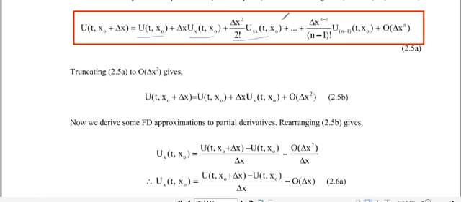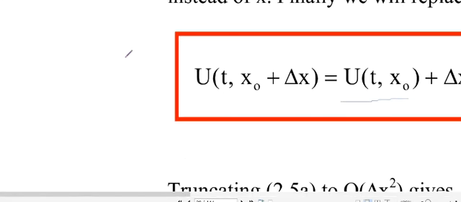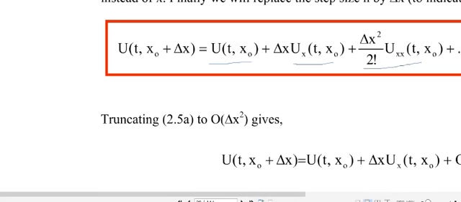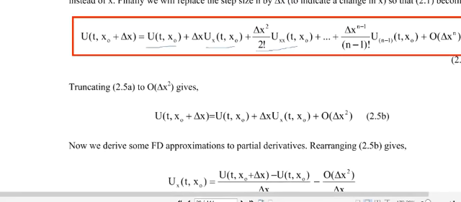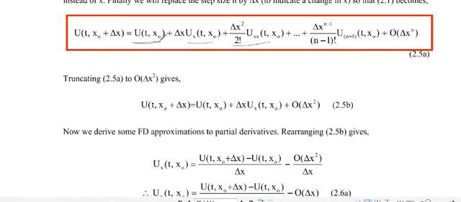I have said that 2.5a is general, and the first term is u of t and x0. u is the first term. The second term is u_x, meaning the derivative of u with respect to x. The third term of Taylor's theorem is u_xx, meaning the second derivative of u with respect to x. And the fourth term is u_xxx, the third derivative of u with respect to x, times delta x to the power n-1 over (n-1) factorial.